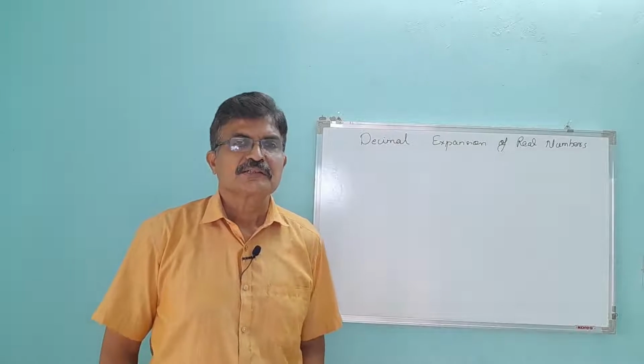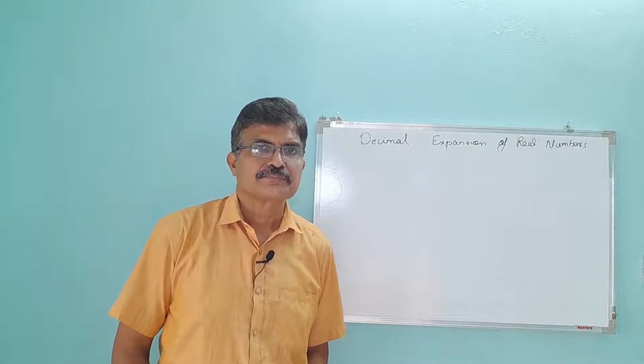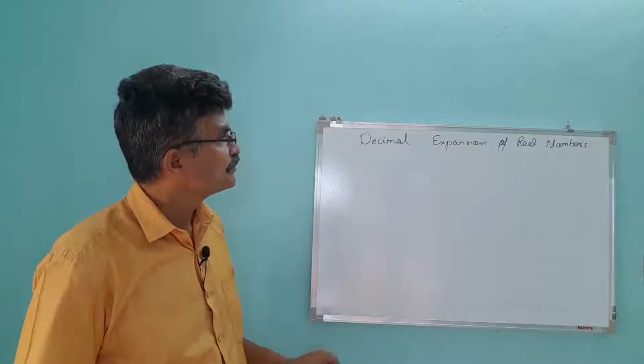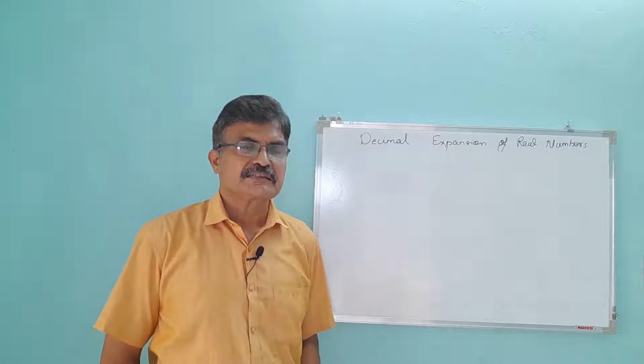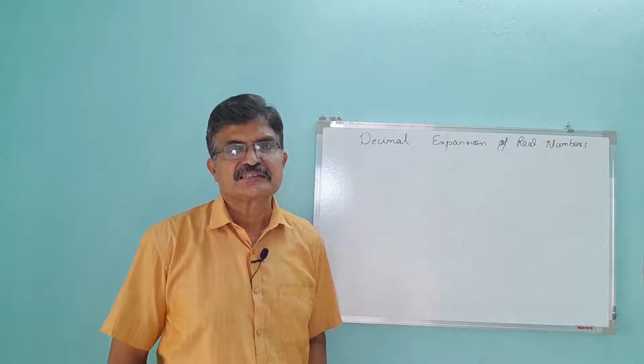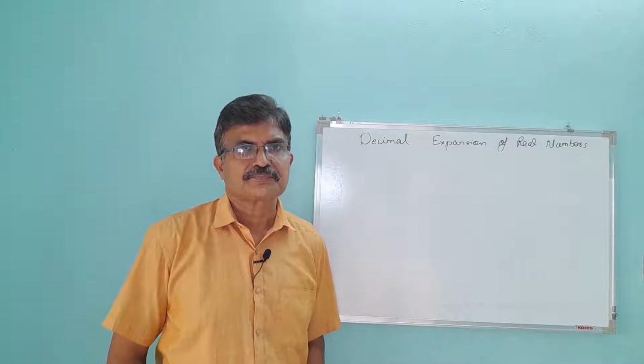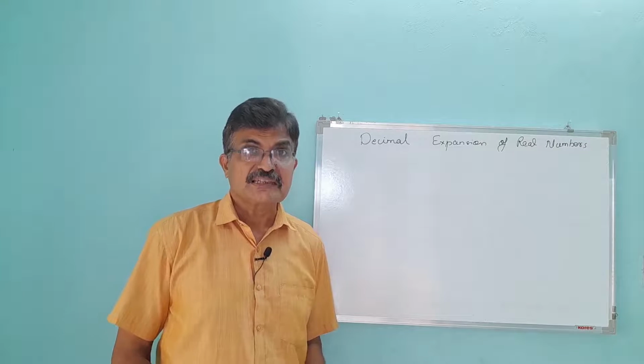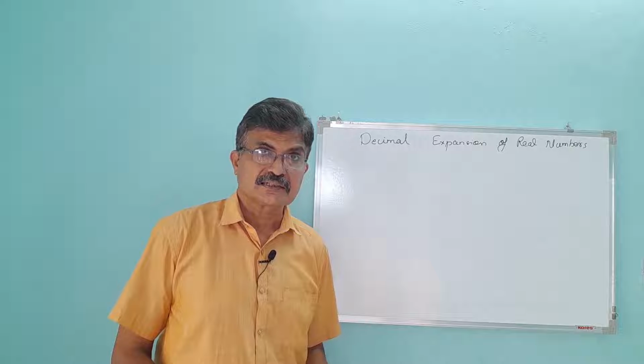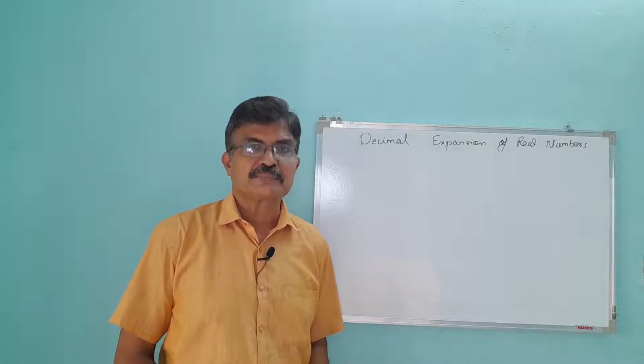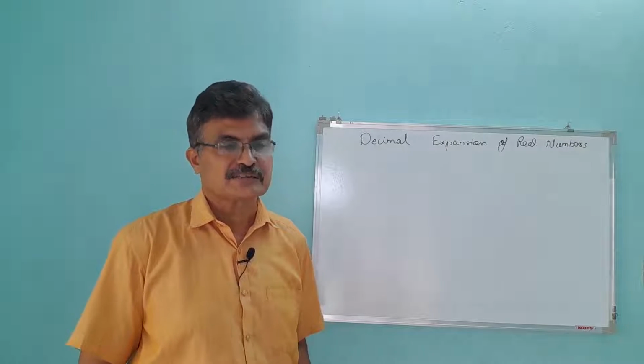Decimal expansion of real numbers. Based on the results of the decimal expansion of real numbers, we can distinguish rational numbers and irrational numbers. Or we can define rational numbers and irrational numbers in another way based on the results of their decimal expansion.